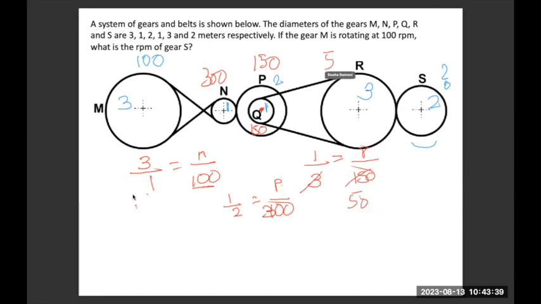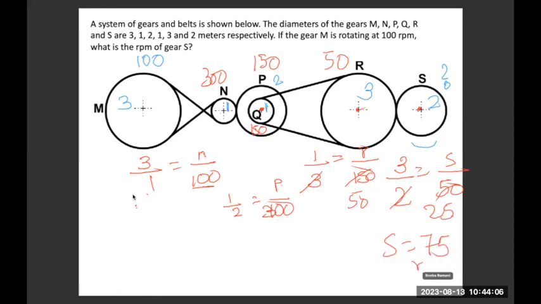50. This is 50. Between these and this, their center is different. So their speed cannot be same. So the radius of R is 3, radius of S is 2. The radius 3 gear's speed is 50. I have to find S. So S will be 75 RPM, which is the correct answer. Okay.